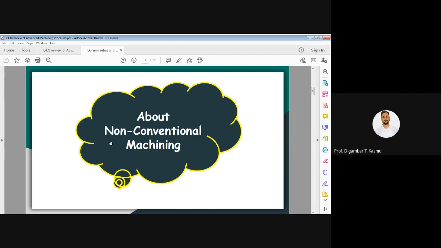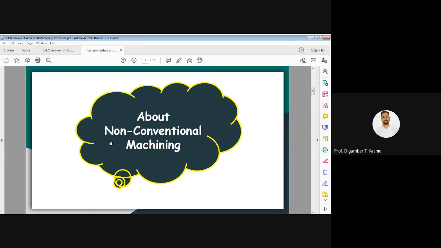Instead, various forms of energy like thermal energy, electrical energy, chemical energy, or a combination of these are used in direct form in such non-conventional processes, for the purpose of removing the metal. The metal removal is realized in several ways, such as erosion action, melting and evaporation, ionic dissolution in case of ECM, chemical dissolution, etc.